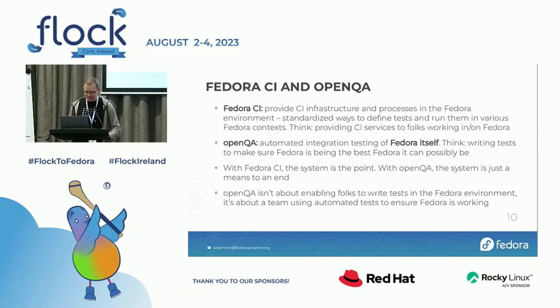So that's the background we have here. The way it's worked out is that CI is intended to be self-service. If you're a Fedora packager, it's a way you can write tests for your thing and get them run at a time and in a way that makes sense to you. You can have the tests run on pull requests, you can have the tests run on package builds, the results can come back to you in Distgit or in Bodhi. There's nobody centrally writing the Fedora CI tests in general. That's not how Fedora CI works. So it's a developer workflow, is the idea. As I say there, think about providing CI services to people working in Fedora.